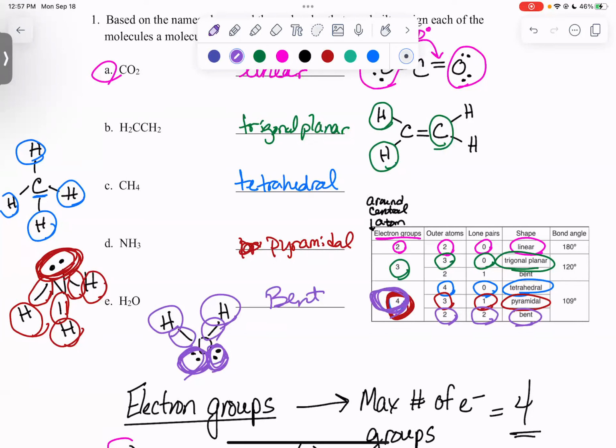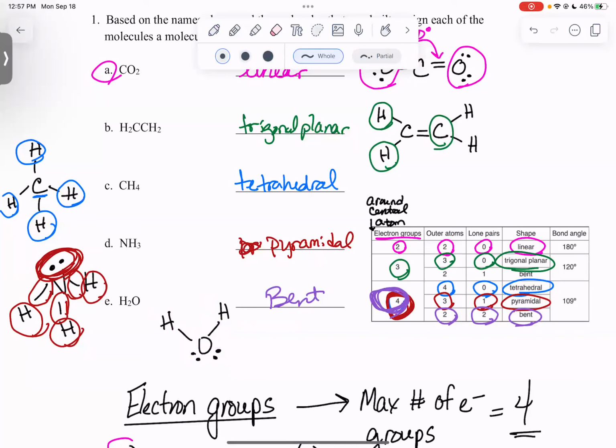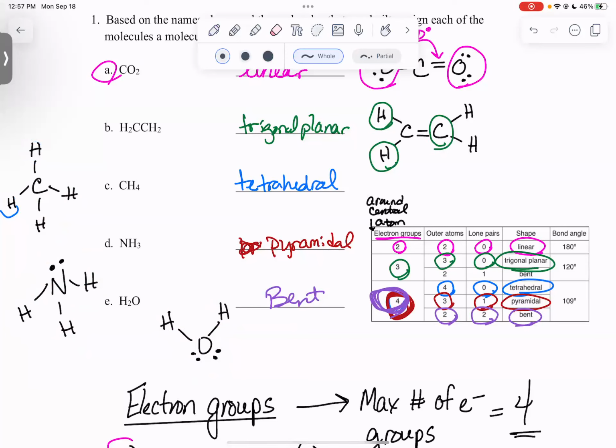When we talk about the VSEPR theory, these lone pairs of electrons are pushing down on the bond angles. I want to show you a little something. I just have too much written on these pictures here, so I want to show you the last 3 that we did.